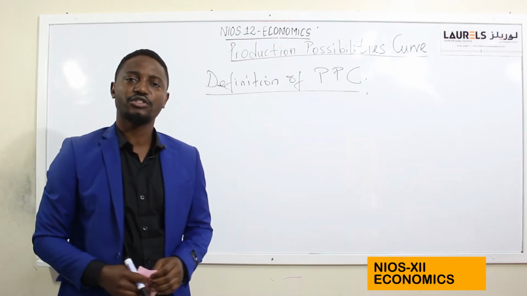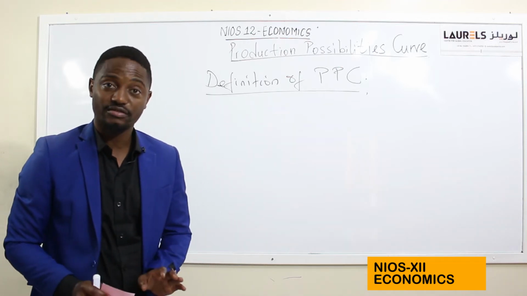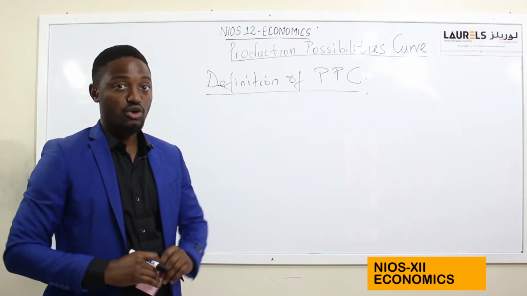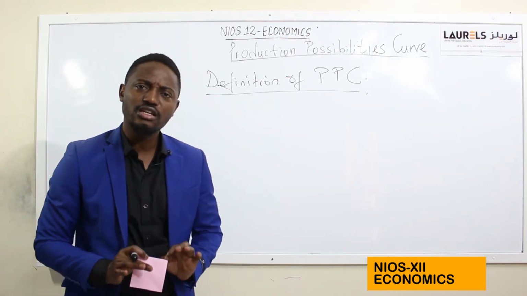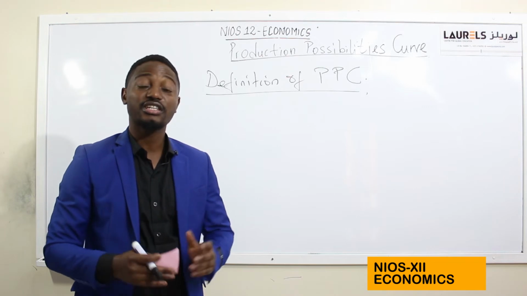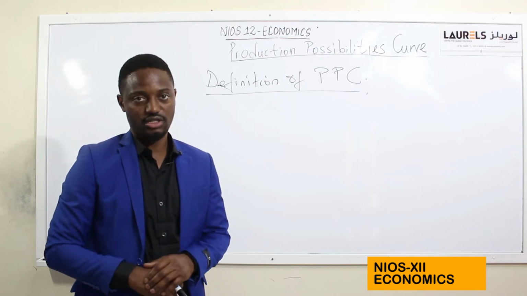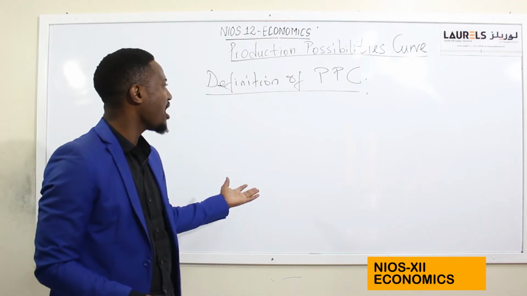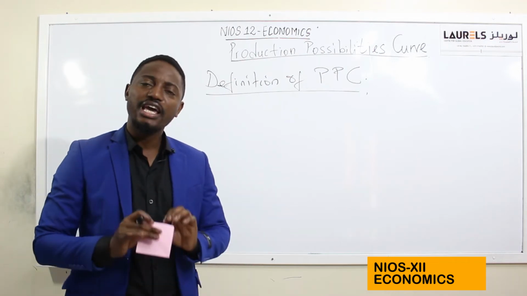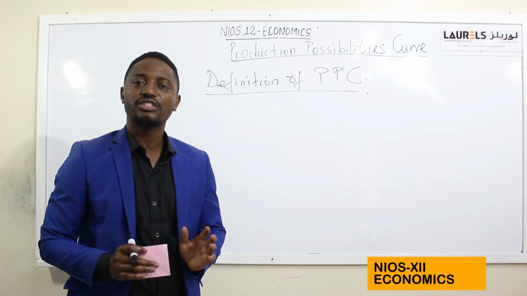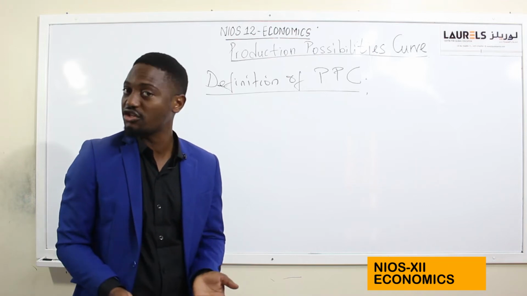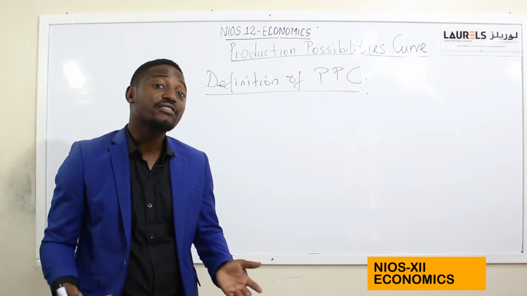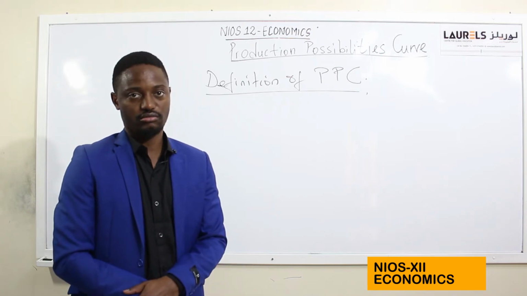A production possibility curve is a graph that shows all the possible outputs which can be produced from any economy's available resources. That's all a production possibility curve is. It's just a graph which shows the amount of goods and services, or a combination of goods and services, which can be produced from available resources.